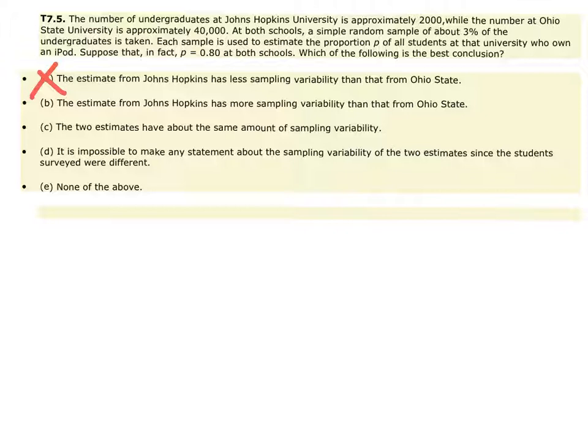For letter B, the estimate that Johns Hopkins has more variability than that from Ohio State is going to be the correct answer here. Now letter C says the two estimates have about the same sampling variability. These sample sizes are nowhere near the same. Letter D, it's impossible to make any statements about variability. We absolutely can if we have an understanding of the sample size. And then clearly letter E is not adequate because we know answer B does make reasonable sense.